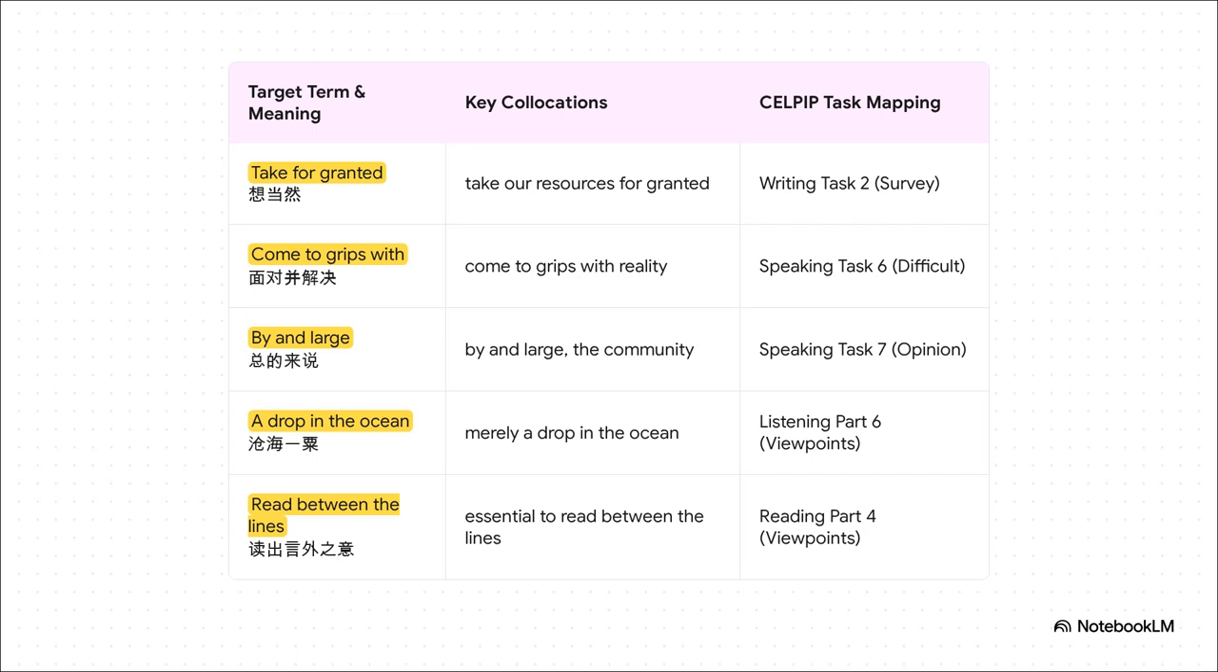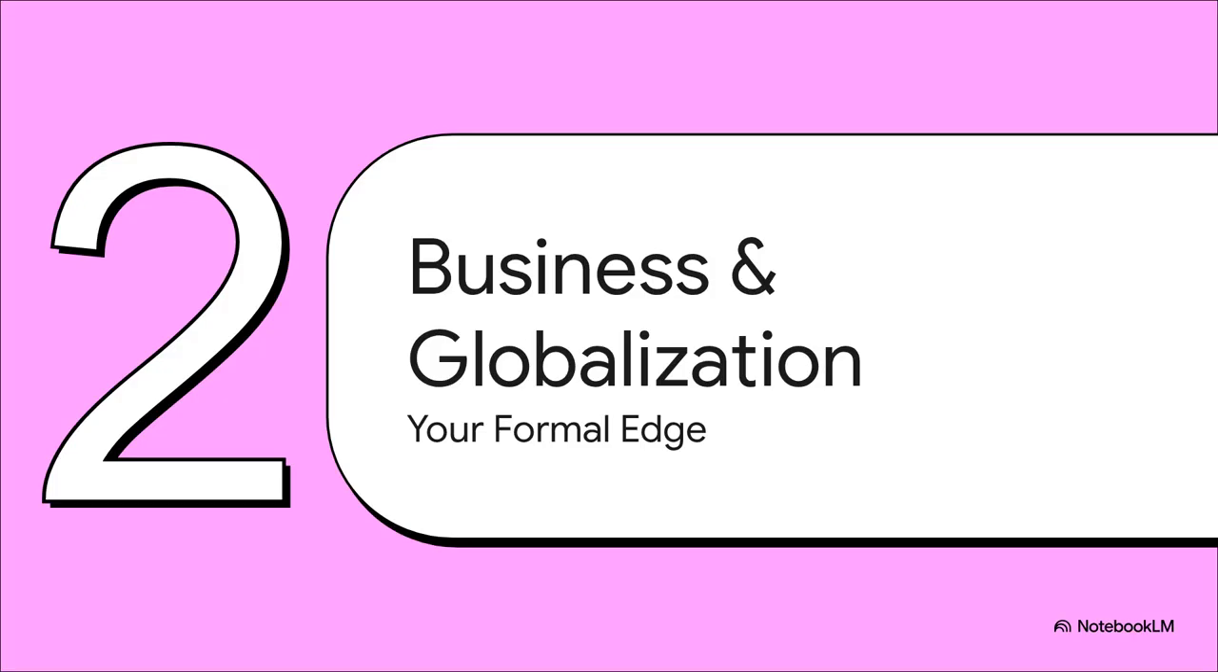And finally, read between the lines. Read between the lines. 读出言外之意. To secure that 9+, it is absolutely essential to read between the lines to uncover hidden biases in reading Part 4. Section 2, Business, Trade, and Globalization.